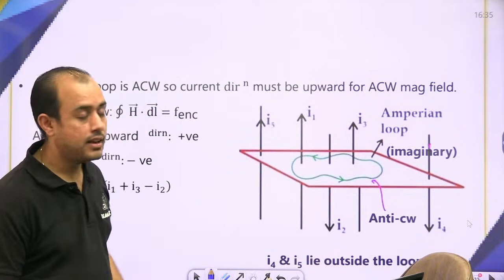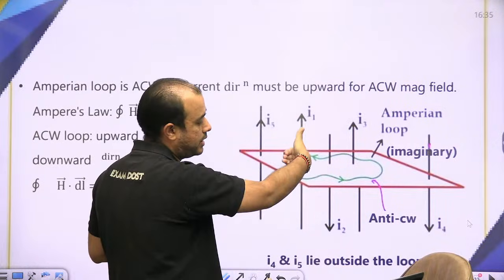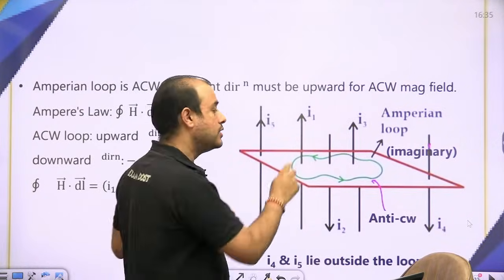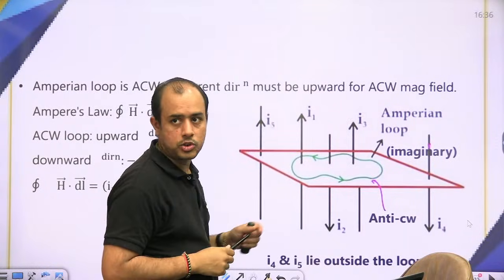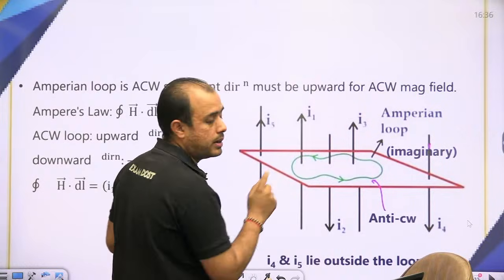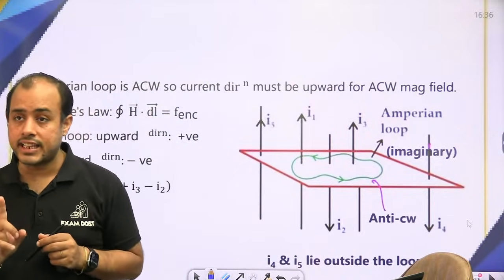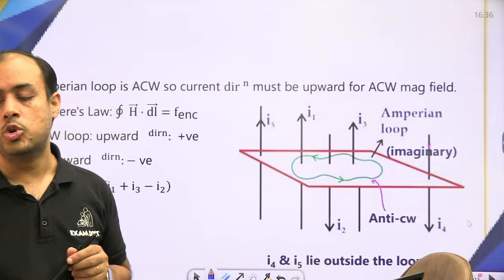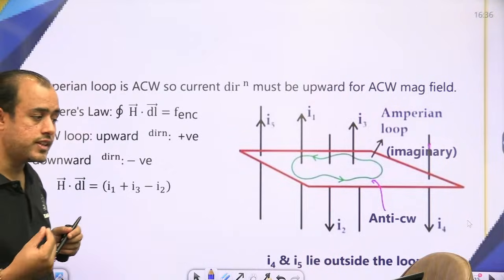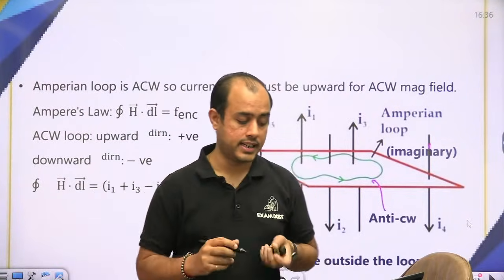Now if the current is upward, the magnetic field will be anti-clockwise in the direction of the loop. So this current will be positive. So upward will be positive, and downward will be negative. The current that produces a magnetic field in the direction of the loop will be taken positive, and the current that produces magnetic field opposite to the loop will be negative.